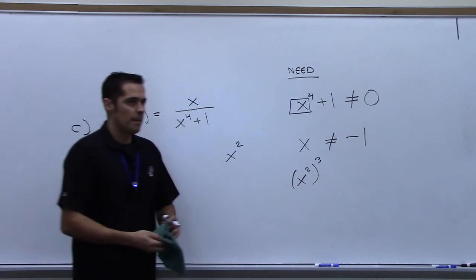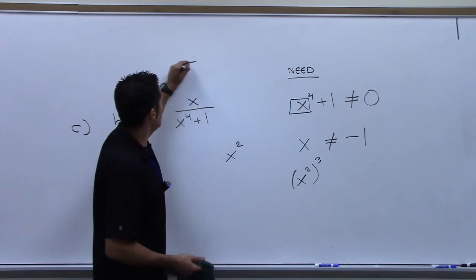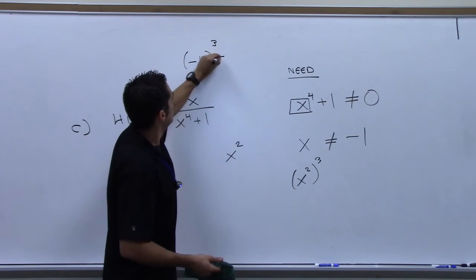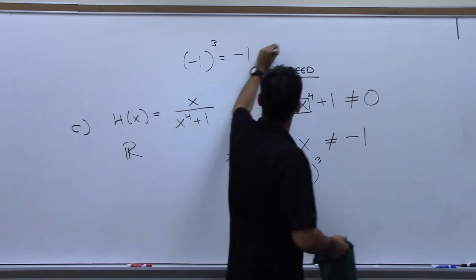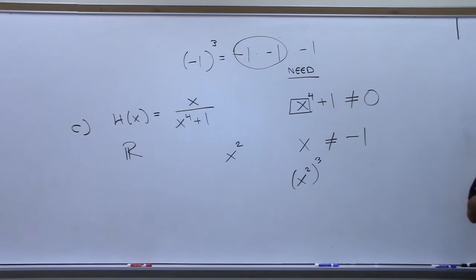But if it was cubed, then it would work, okay, because what's negative 1 cubed? It's negative 1 times negative 1 times negative 1. The first two together is 1, and then the third one multiplied would give you the negative, so that would work.